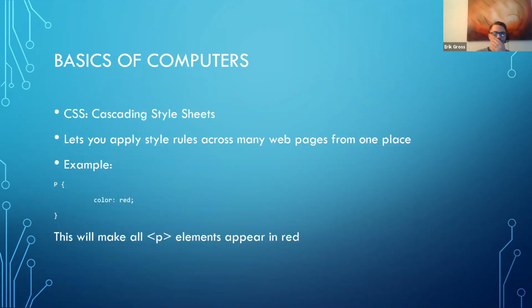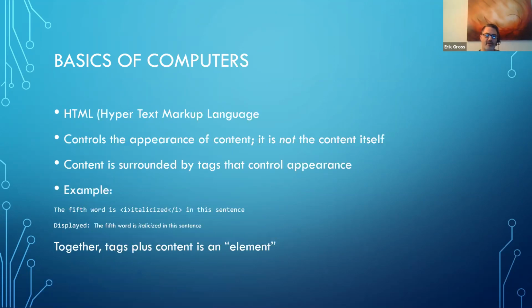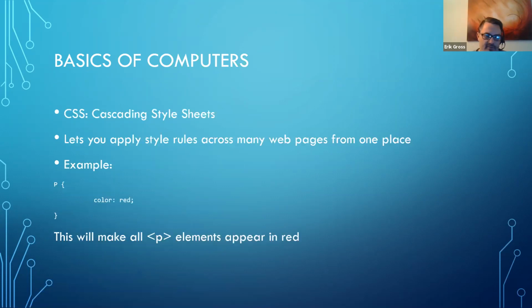All right. We're not going to get too deep into this, but there's another concept called cascading style sheets. They let you apply style rules, what colors, what fonts, what borders for all of your content. And for a large website, it's neat because you can control those rules across many web pages from one location, from one little file. Here's an example. There's an element. Remember elements? That's the opening and closing tags plus the content. One element is called a paragraph element.